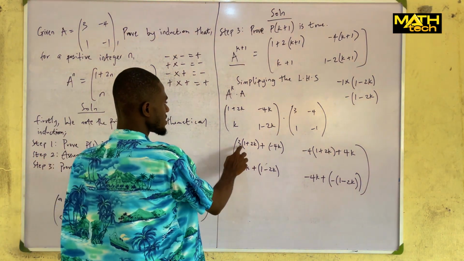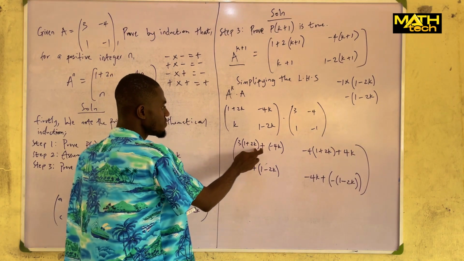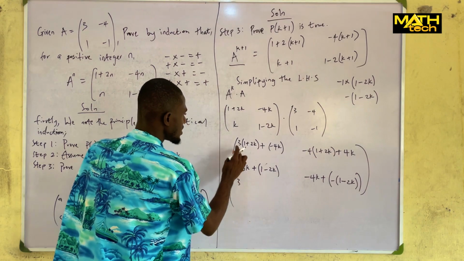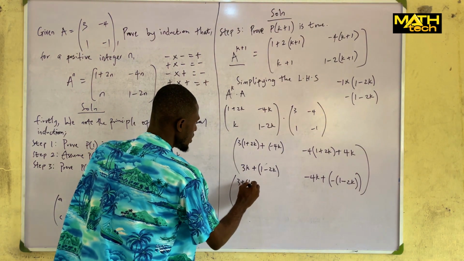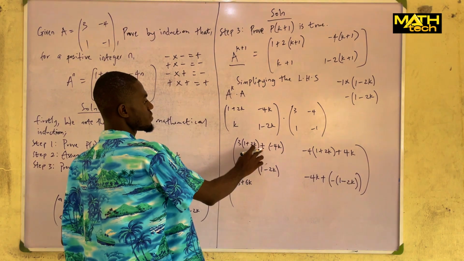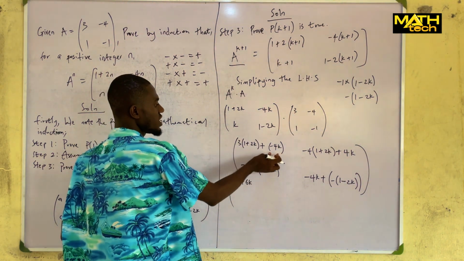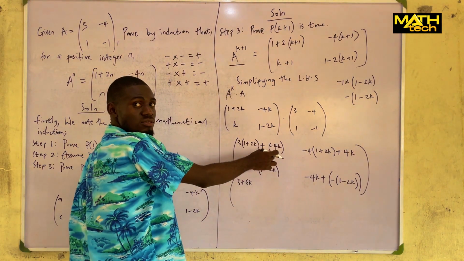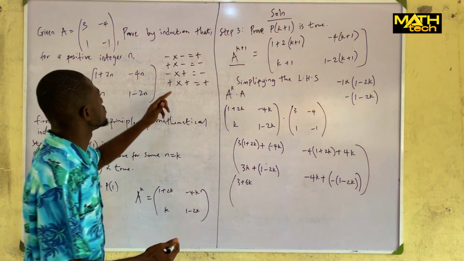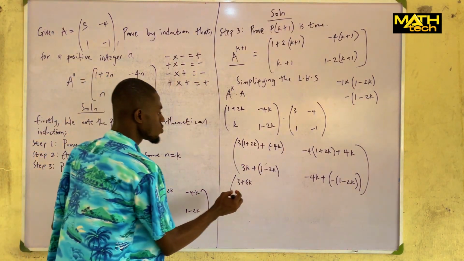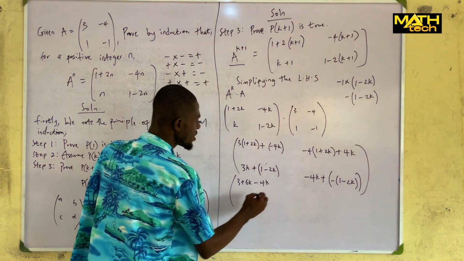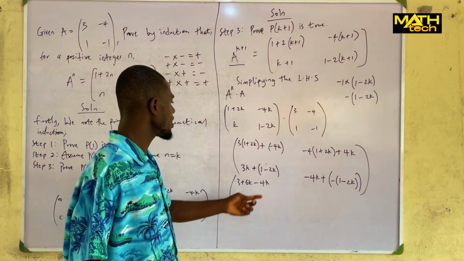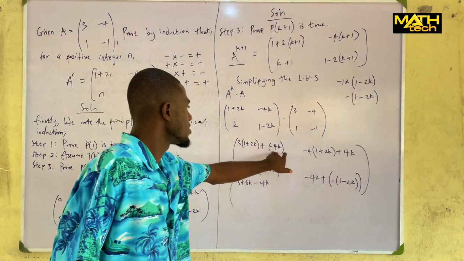Simplifying the results, we use 3 to multiply the values inside the bracket, and here you'll be having 3 times 1 we have 3, and 3 times 2k we have plus 6k, and this is now plus separating this value here from this other value. But this other value here is negative, so plus times minus is going to give us what? Minus. So we have minus 4k. So the plus times minus 4k gives us minus 4k.